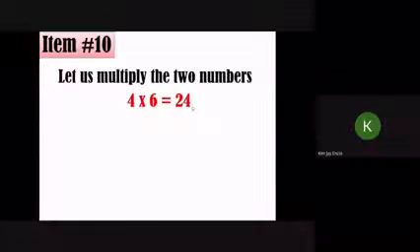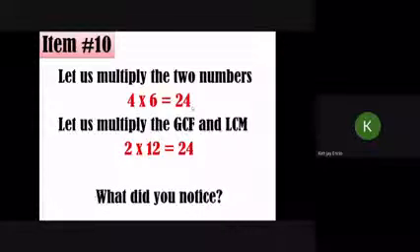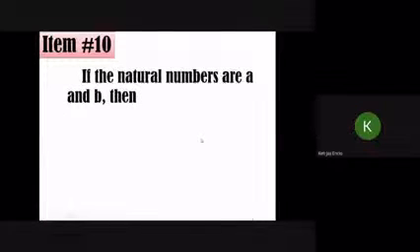Now, I want you to multiply the GCF and the LCM. The GCF was 2 and the LCM was 12, and the product is 24, right? Yes. And so what do you notice? You could notice that the product of the two natural numbers I gave you is equal to the product of the GCF and LCM. And actually, guys, that is true.